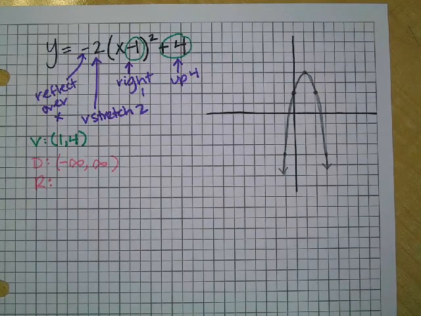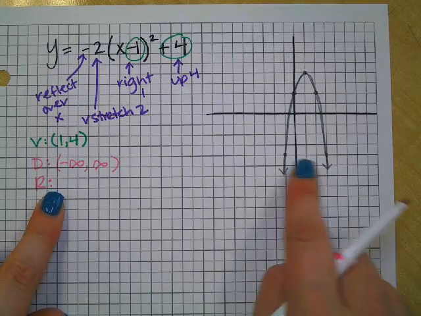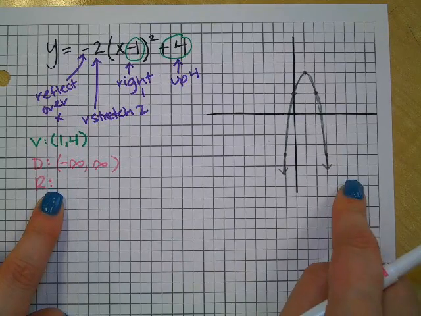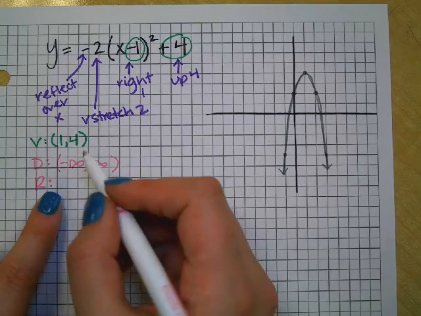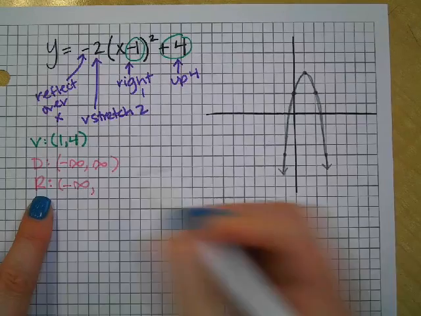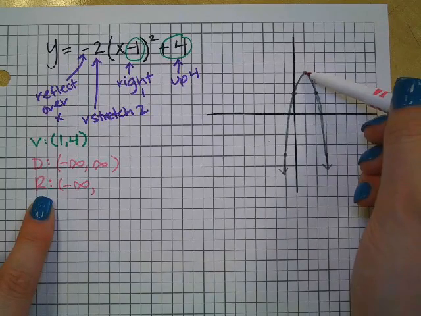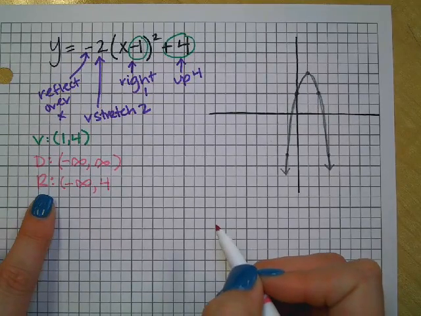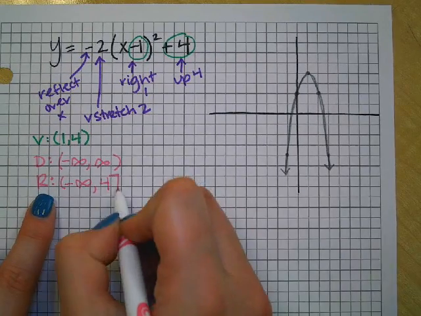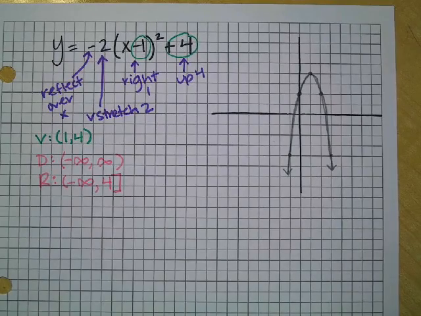Okay? For the range, we look at the bottom of the graph, which is arrows. So what should I put for that? Close. Negative infinity. And then what y value do we have at the top? 4. So we're going to say negative infinity to 4. What should I put around the 4? A bracket. Okay. What else do we typically find?